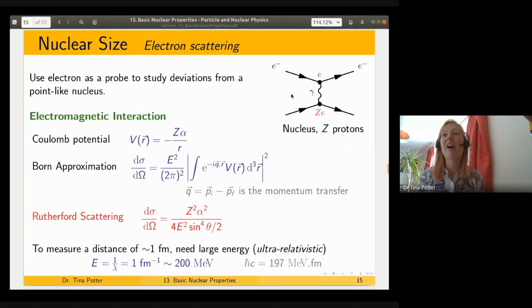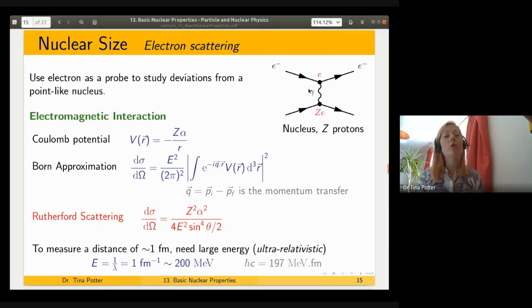We scatter very high energy electrons off of protons. Now these do need to be very high energy. We want to have a look over very small distances of 1 femtometer here. So we're looking at exchanging photons of about 200 MeV. So we need very high energy electrons here.